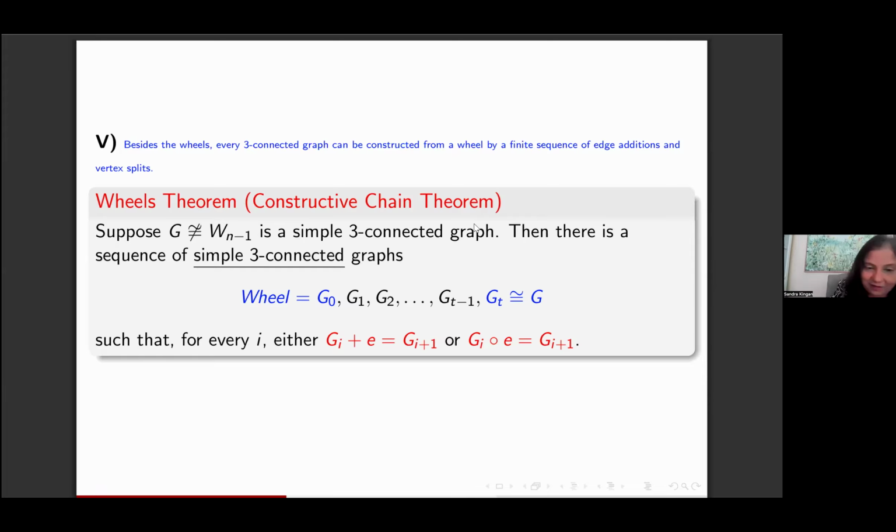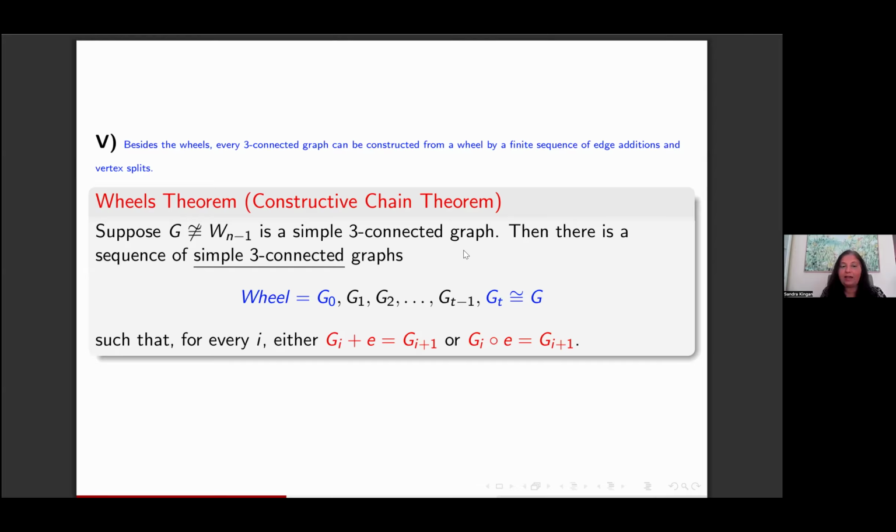And please accept my apologies for having that first version of the Wheels theorem incorrect. Wheels are the only ones where if you delete an edge, it's not 3-connected, and if you contract an edge, it is not simple 3-connected. We have to understand this before we go forward to the splitter theorem, because the main difference between the Wheels theorem and the splitter theorem is that you can replace the wheel with any minor H. So this is the version that I'd like to emphasize.